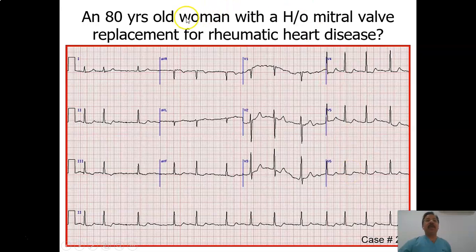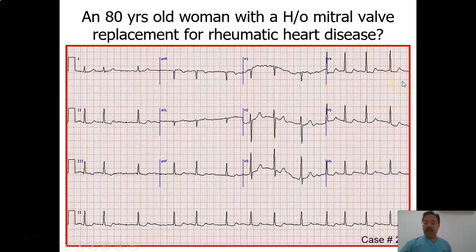The patient is 80 years old with rheumatic heart disease. Maybe this is the digitalis effect. Another possibility is that this may be ischemia. As far as the bundle branch block is concerned, no wide QRS complexes are seen.